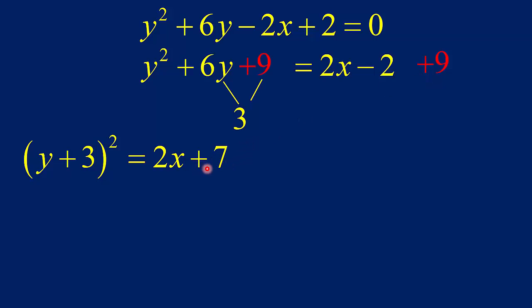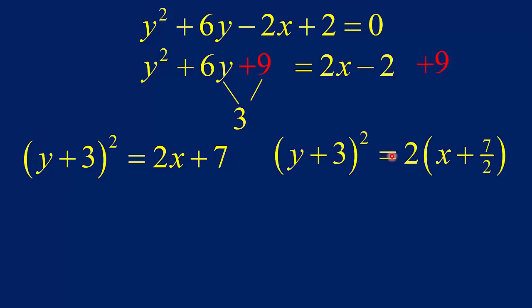Okay, we're almost done. Now, what I need to do is factor out this 2. Because remember, we're going for that form where we can easily read the vertex. So that means I'm going to need the parentheses just to have a 1x in there. So I'm going to factor out whatever the coefficient of the x is. Okay, so I did that. I factored out the 2.